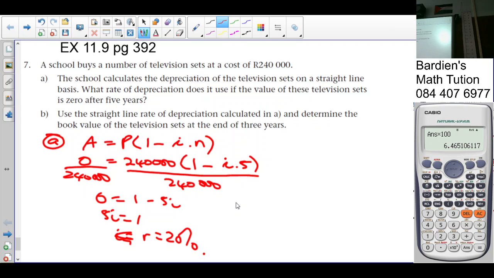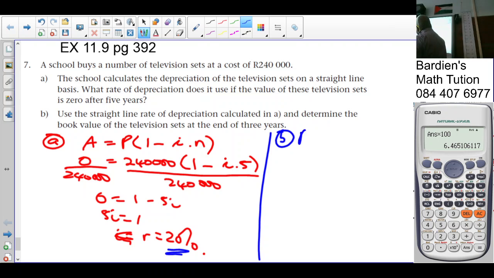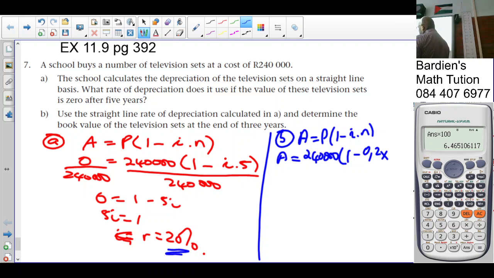Let's look at B. In the B part of the question, we are saying use the straight line rate of depreciation calculated in A and determine the book value of the television at the end of 3 years. So we will use this value here. So what's the formula again? A is equal to P into 1 minus i times n. Again, you don't have to write the formula down here. It's 240,000 into 1 minus i, which is 0.2, times n. How many years is this for? 3 years.